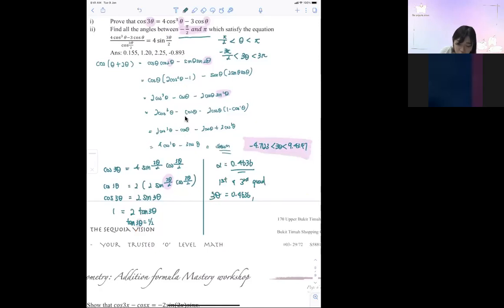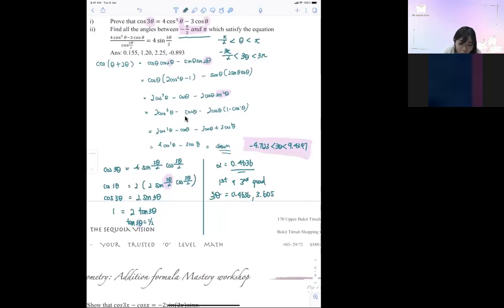But this one is radian, so you take pi plus this one, because 180 is pi. So pi plus this one is what? 3.605. Okay, very good.